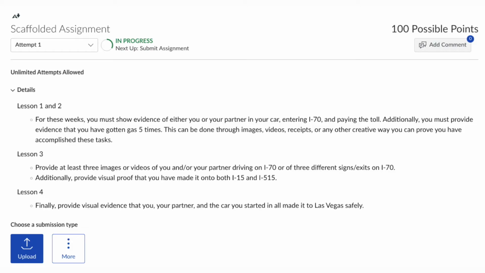For these weeks, you must show evidence of either you or your partner in your car entering I-70 and paying the toll. Additionally, you must provide evidence that you have gotten gas 5 times. This can be done through images, videos, receipts, or any other creative way you can prove you have accomplished these tasks. Provide at least 3 images or videos of you and your partner driving on I-70 or of 3 different signs/exits on I-70. Additionally, provide visual proof that you have made it onto both I-15 and I-515. Finally, provide visual evidence that you, your partner, and the car you started in all made it to Las Vegas safely.